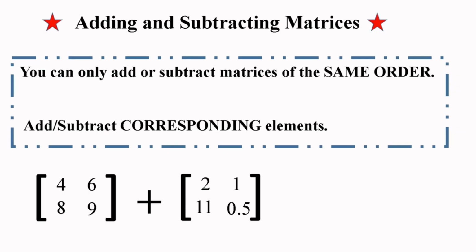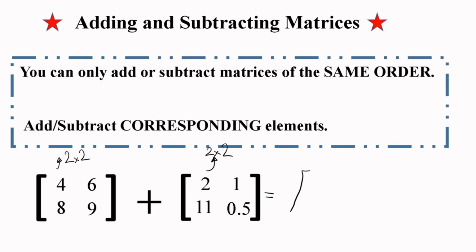Here we are going to learn how to add and subtract matrices. First of all, you can only add or subtract matrices that have the same order. And it is really easy. You must only add or subtract corresponding elements. Look at these two matrices that we want to add together. First of all, if you check, you will realize that the order of both of them is 2 by 2. And both of them have the same order. Now we can realize that we can add them with each other.